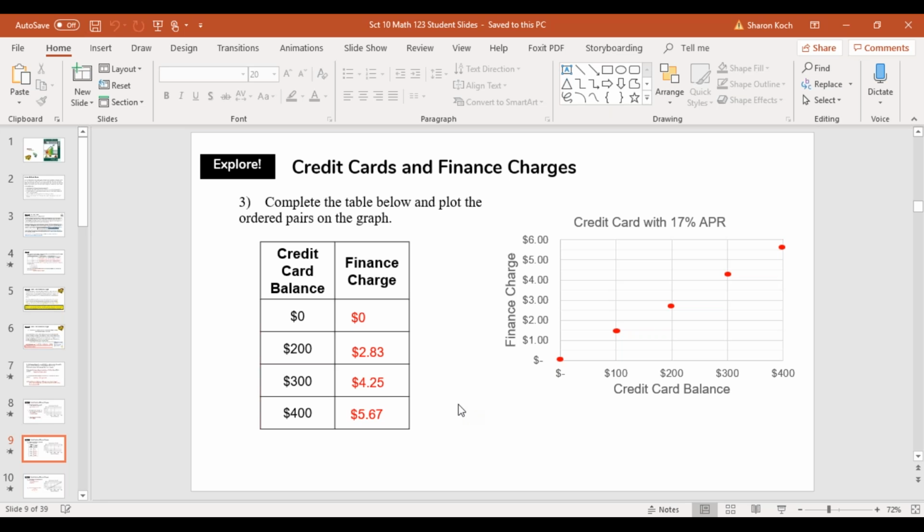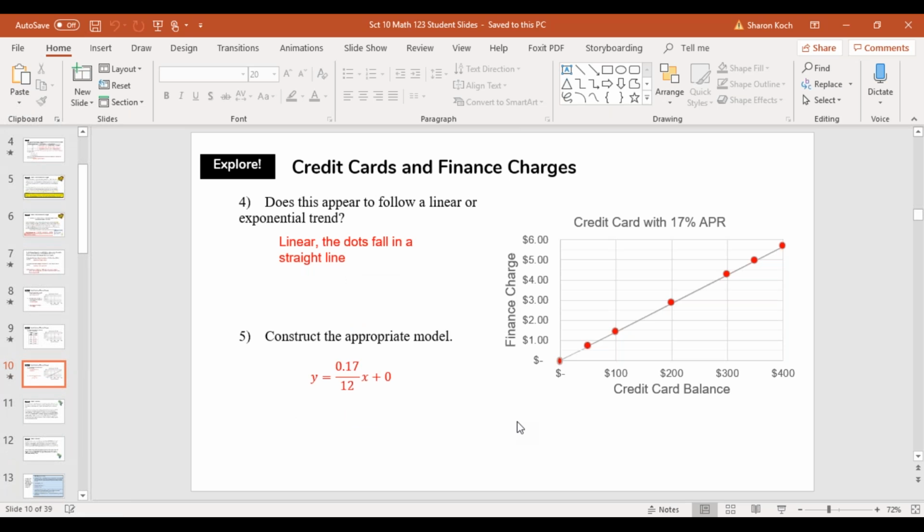And you can see that we can plot this. So it's really steadily increasing there by the same amount. It's increasing by that 17%. Okay, so this is what we would consider a linear equation or a linear model here, because it's increasing each time by that 17%, no matter what that balance was.